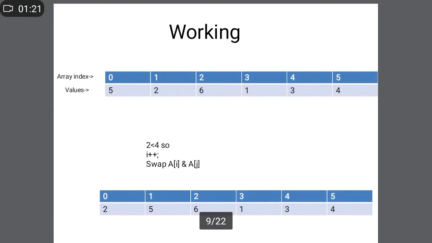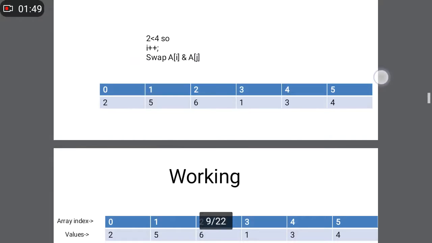So 2 is lesser than 4. So we increment the value of i and swap the values at i and j. Our i was -1 and so our i becomes 0 and the value at 0 is 5, and our j is 1 and the value at 1 is 2, so 5 gets swapped with 2. So our new array becomes 2, 5, 6, 1, 3, 4.